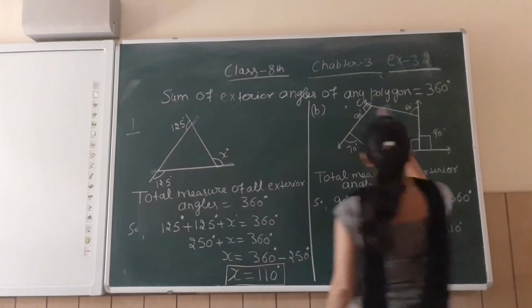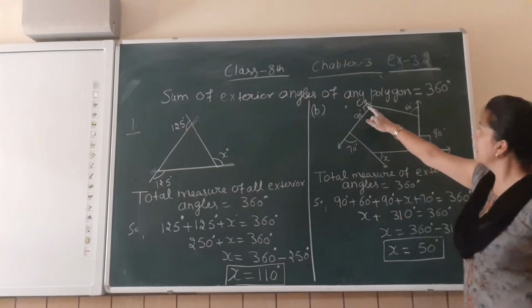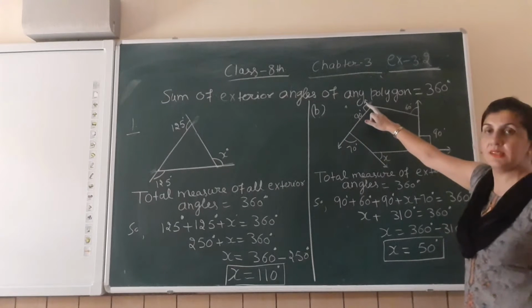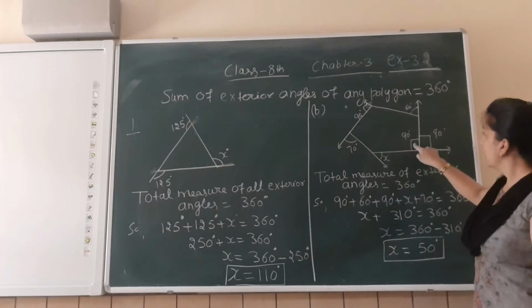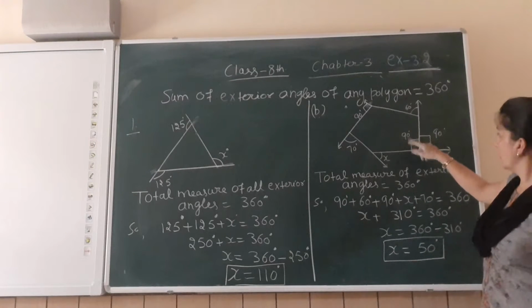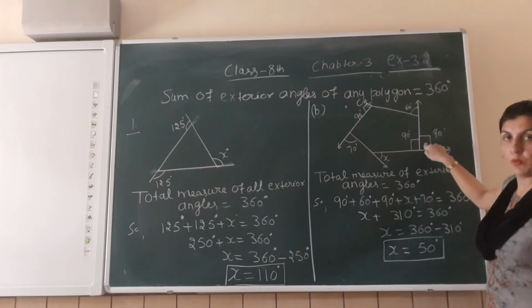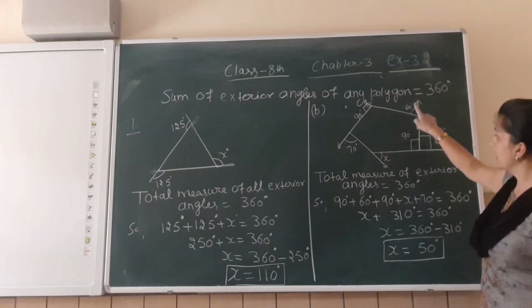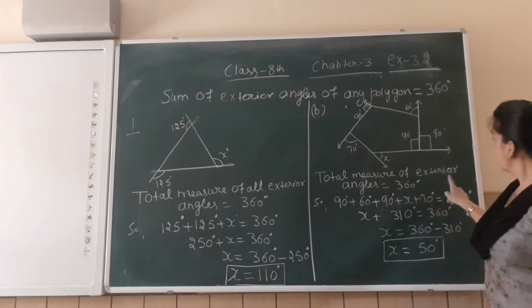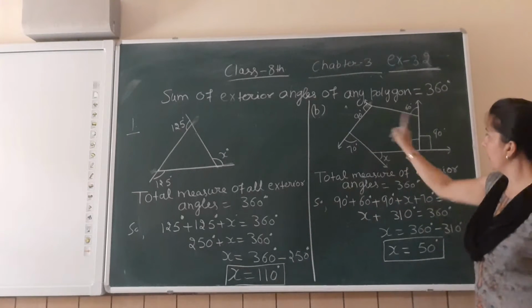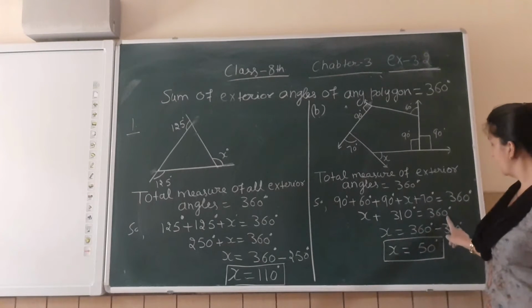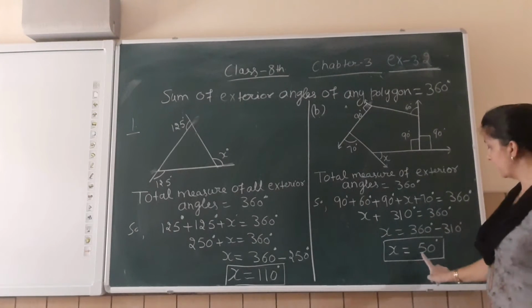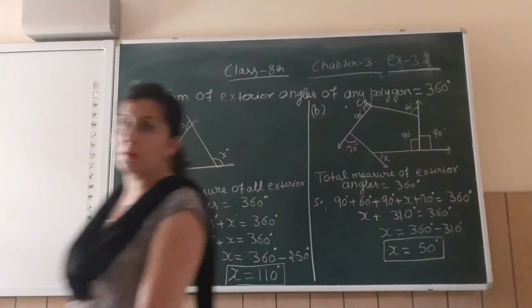Now come to this question. The figure is just like an exterior angle figure. The sign given here represents 90 degrees. Here is 70, this is x, and a 90 degree angle is here. Both are linear pairs, so this angle will also be 90 degrees, and this one 60 degrees. The total measure of exterior angles is again 360 degrees. When we add all these angles, we get x plus 310 is equal to 360, and after solving, x is equal to 50 degrees.